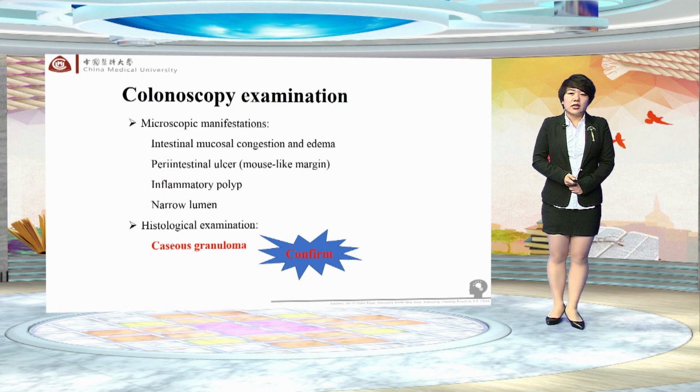Next part is the most important for diagnosis. Under the colonoscopy, we can see intestinal mucosal congestion and edema, ulcer, and inflammatory polyp, narrowed lumen. And here we can take tissue for the next examination, the histological examination. If under the microscope we find caseous granuloma, we can confirm. This is the key point, so you should remember.